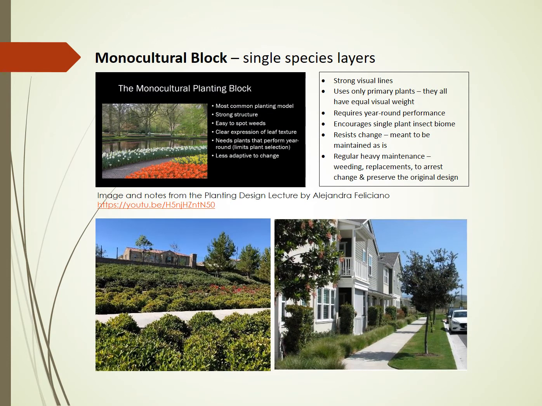The monocultural block is a very common planting model, consisting of a single plant species in horizontal layers. It results in consistent and conservative landscapes. The plants are all primary plants because they are typically equal in visual weight.